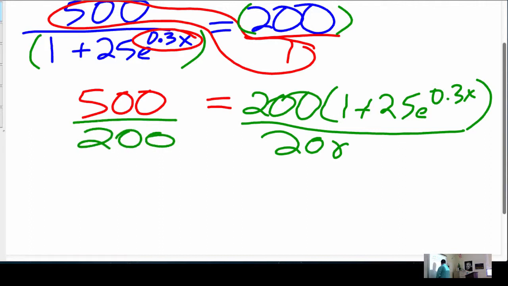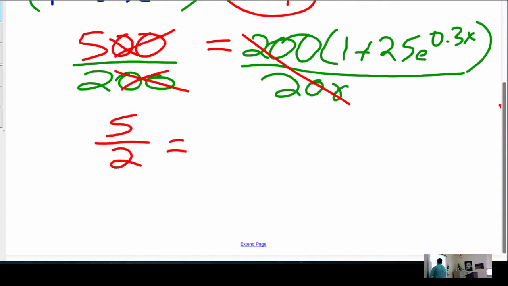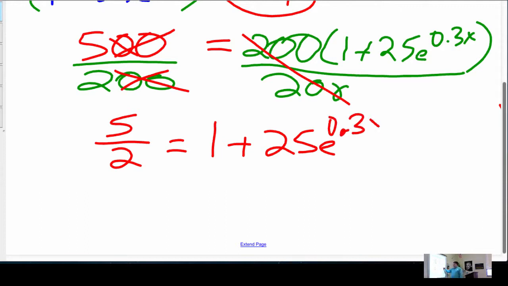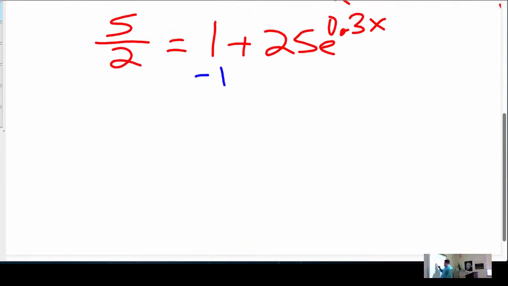My whiteboard's acting a little goofy today. And so then these are going to cancel. On the next line, I get 500 over 2, which really reduces down to 5 over 2, is equal to 1 plus 25 e to the 0.3 times x. Does that make sense? You guys with me so far? Now the next thing I'm going to do is subtract 1 from both sides. Am I going too fast? All right, good.